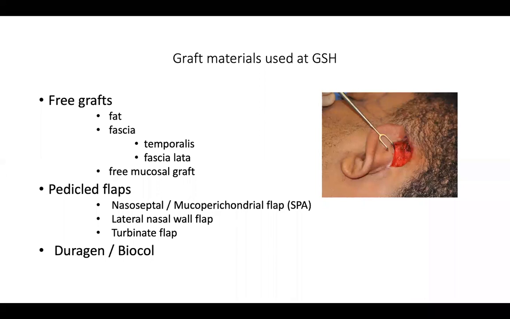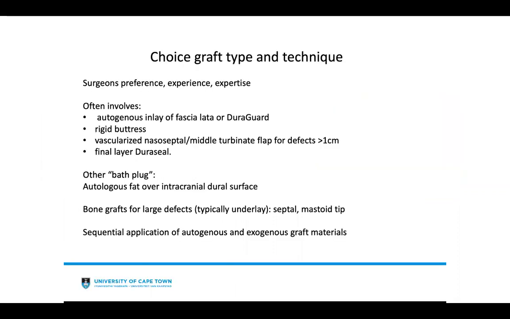We also like free mucosal grafts. For our pedicle flaps, we have nasoseptal flaps or mucoperichondrial flaps that are based on your SPA. You can use a lateral nasal wall flap. You can also use the middle turbinate flap, and we sometimes use Durgen. So how do you decide on what graft you're going to use and the technique? It really depends on surgeon preference, experience, and expertise.